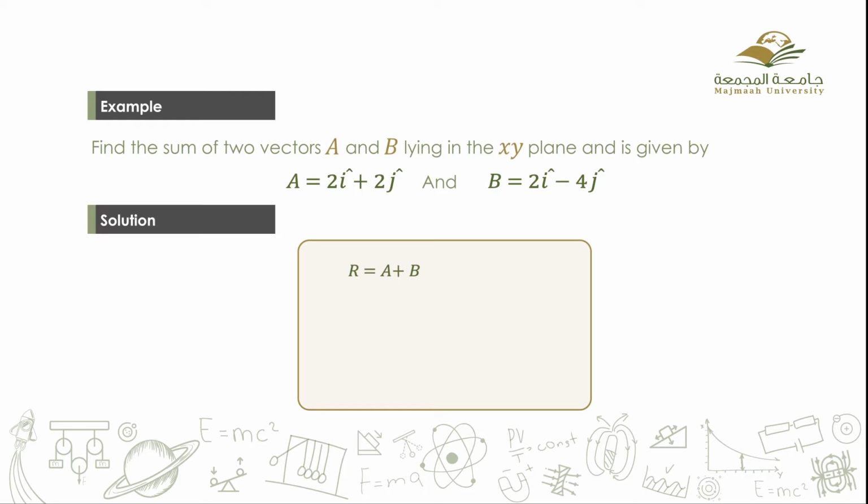We calculate the value of i in both and add them together, and the value of j in both and add them together. So R equals 2i plus 2j plus 2i minus 4j. The total will be R equals 4i minus 2j. So Rx is 4 and Ry is negative 2. Now you can use the x and y components to find the direction of the R vector.